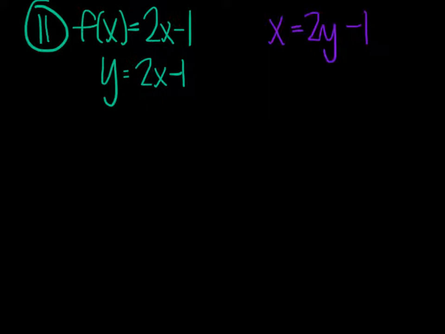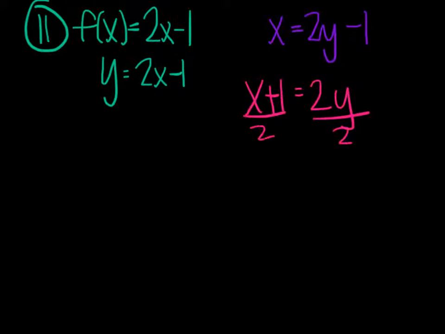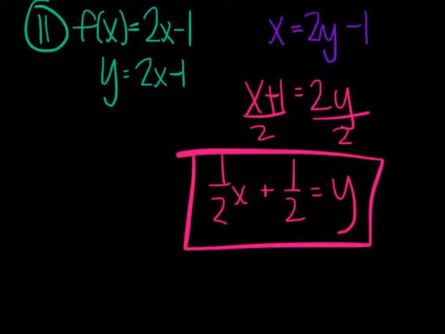So first thing we're going to do is add 1 to both sides. So we get x plus 1 equals 2y. And then we're going to divide everything on both sides by 2. So we get 1/2 x plus 1/2 equals y. And we're going to use that equation to graph the inverse function.